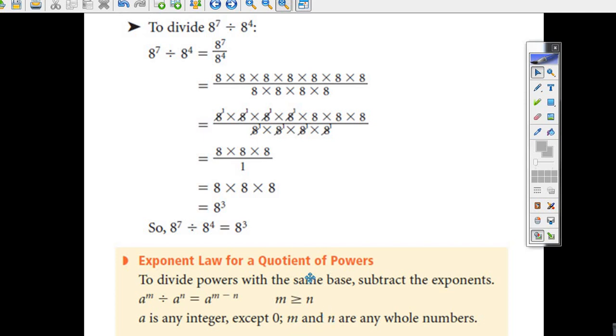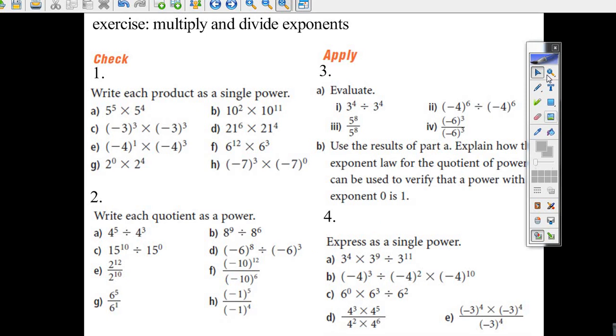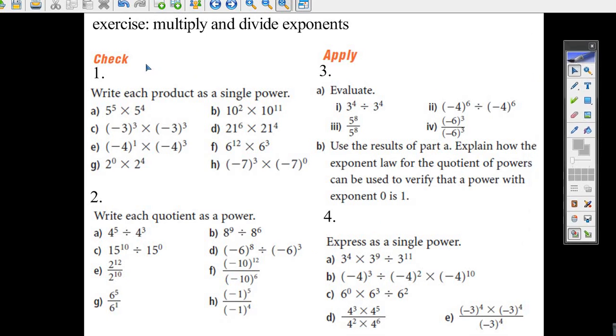And there's the deal. We're going to do a whole bunch of questions from this lovely Canadian textbook. They have these words here. Check means you just do exactly what I told you in the video. But apply means you might have to think about it and apply it to a new situation. Apply is kind of important because a lot of test questions end up like that.